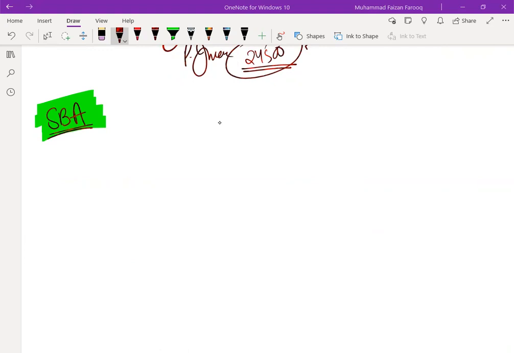First of all, what is SBA? So the full form, please write it down. The full form is structural building allowance. Structural building allowance is the full form.